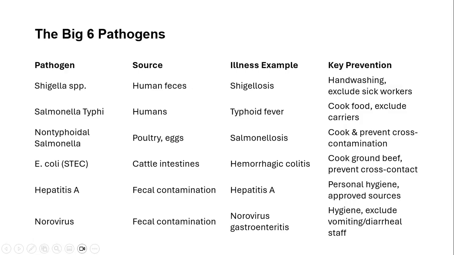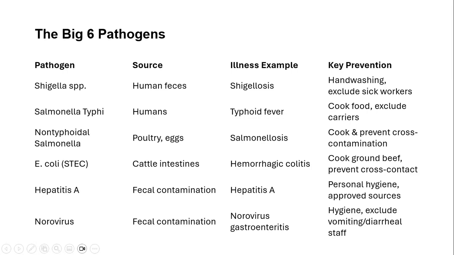Salmonella typhi. Now you may notice there's another salmonella right underneath this. So don't just think salmonella must be chicken. Salmonella typhi is only sourced in humans. It causes typhoid fever. You may remember from history classes and things like that. The typhoid fever, none of this is related to chickens at all or eggs at all. So we have to cook food properly and exclude any individuals who have been sick with typhoid fever or with Salmonella typhi.